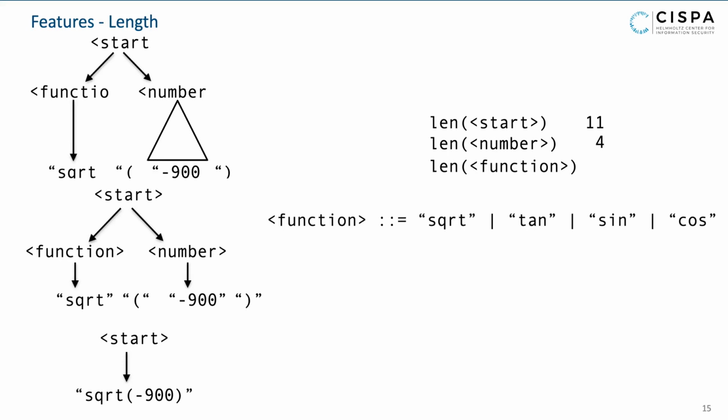However, the production rule function can only derive a predefined set of words. The existence feature already tells us which of those is used, so the length feature would not give any additional information here. Therefore, we don't have a length feature for function.